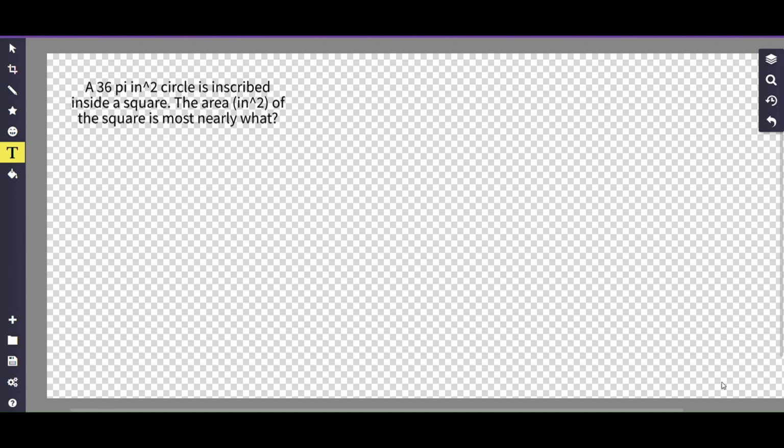So, what are we talking about here? Let's break down the question. So, what do we know? We know that we have a 36 pi inch squared circle. So that right there should tell you a little bit. That is a diameter that we can utilize.